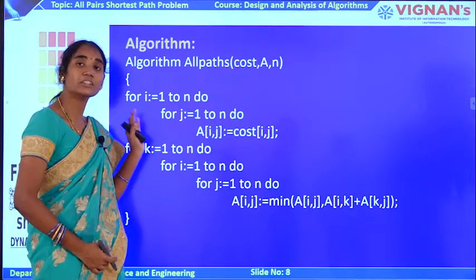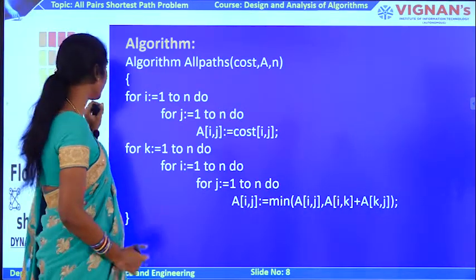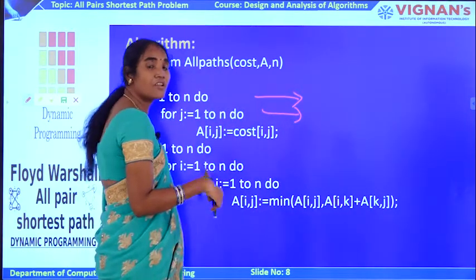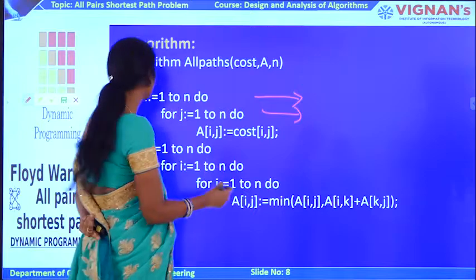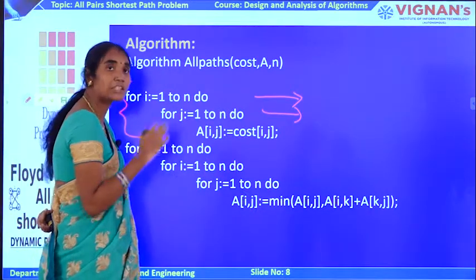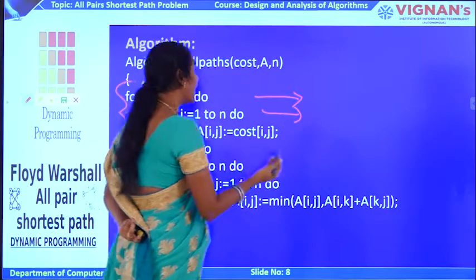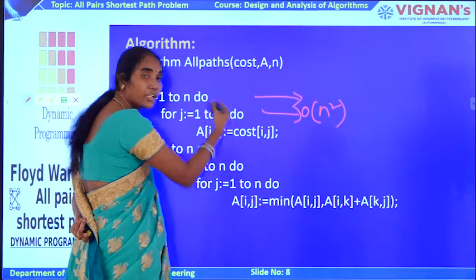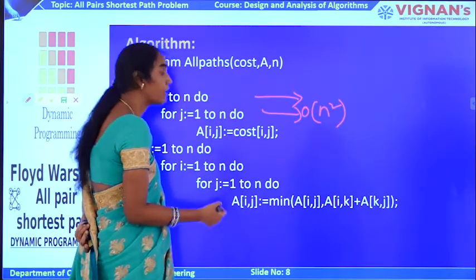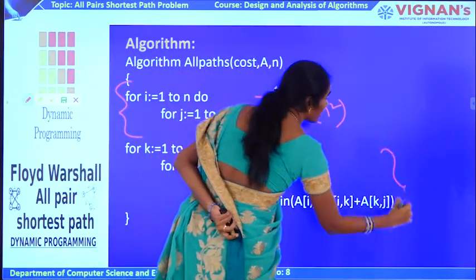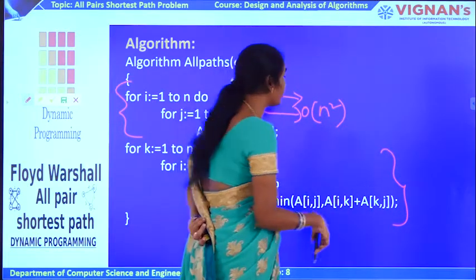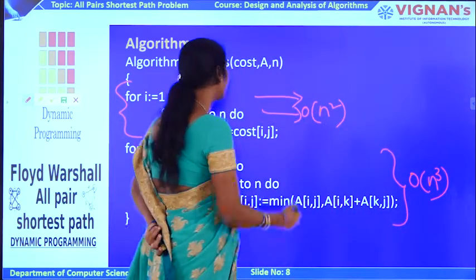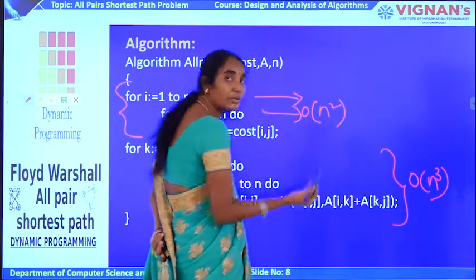Now coming to the analysis part, if you have seen clearly, here I am having two for loops. To copy this cost adjacency matrix into A, I require n square times. So in order to execute these two for loops, I require big O of n square. Whereas here I am having three for loops, so to execute all these three for loops and this statement, I require big O of n cube.